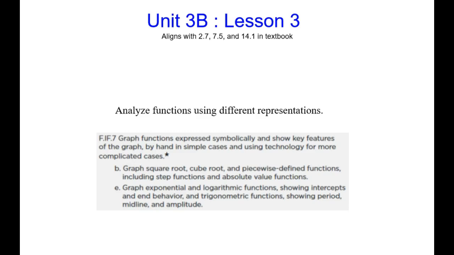Unit 3B, Lesson 3. In this lesson, we're going to continue working with graphs of various types of functions, looking at the key features, being able to identify the domain and range for those functions, and being able to draw a rough sketch by hand.